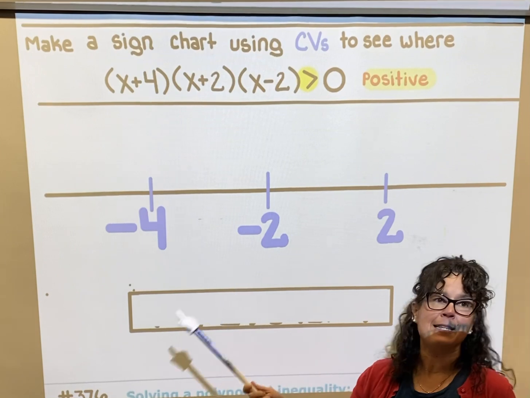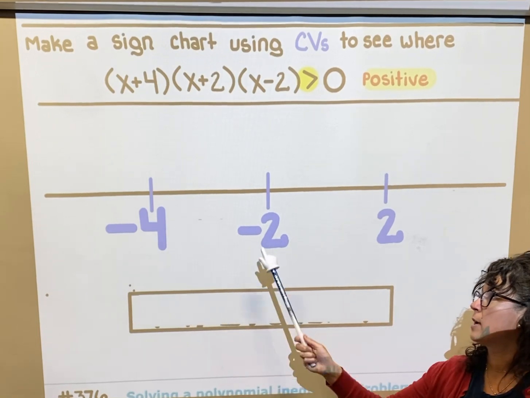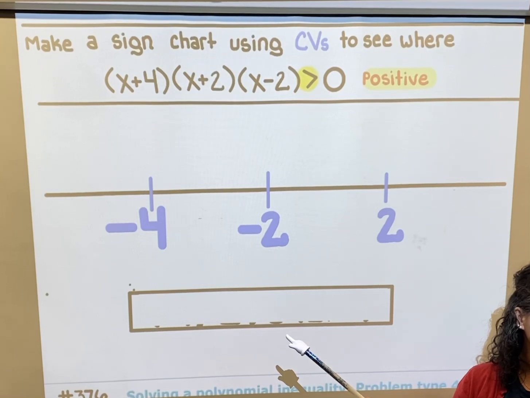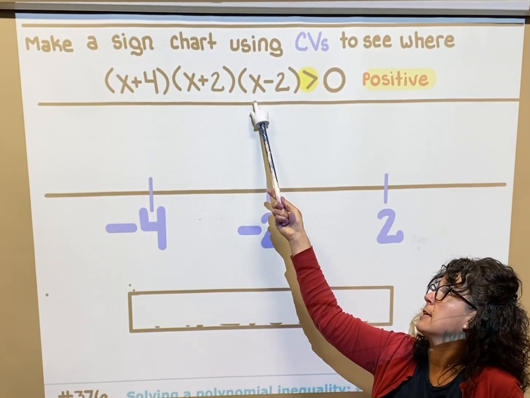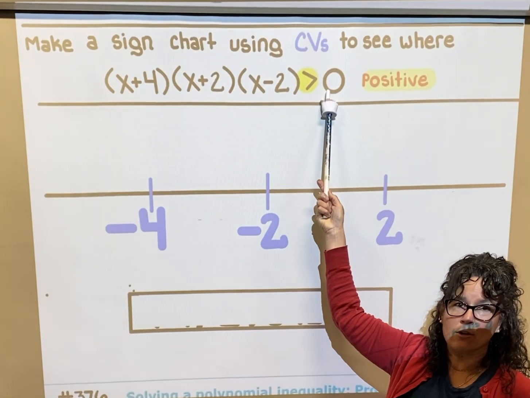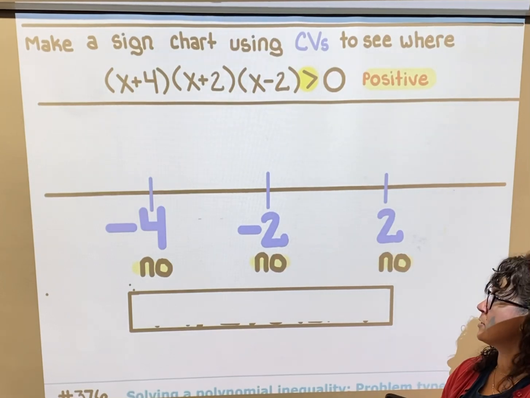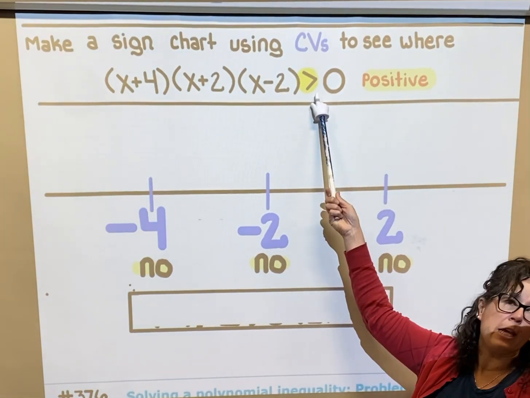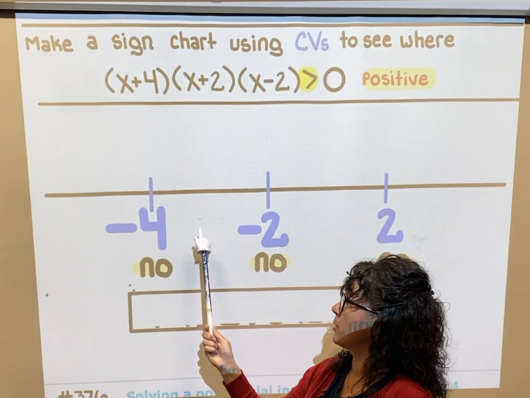Now keep in mind in this example, the critical values themselves, negative 4, negative 2, and positive 2, are not a part of our answer. Because when you substitute those numbers in to this, it makes that equal 0, and 0 is not greater than 0. So I'm going to go ahead and just underneath each one of these critical values, I'm going to say no, no, and no. Those ones are not a part of our answer. If it would have been equal to, then these would have made it true. Okay, so next let's check a number in each section.